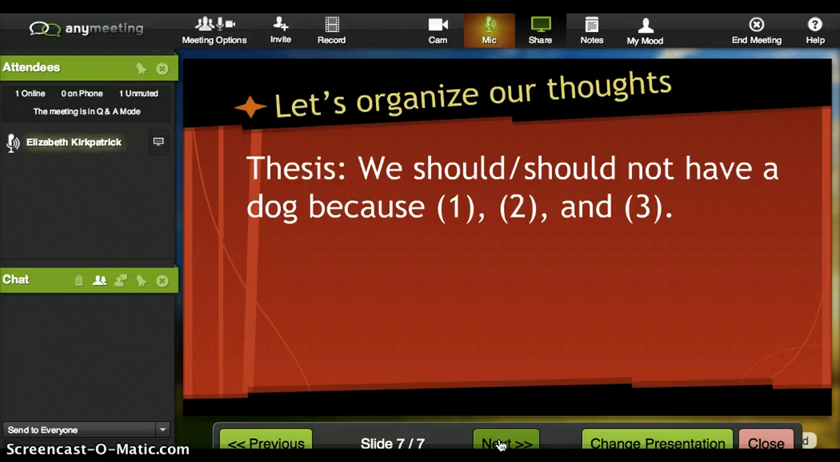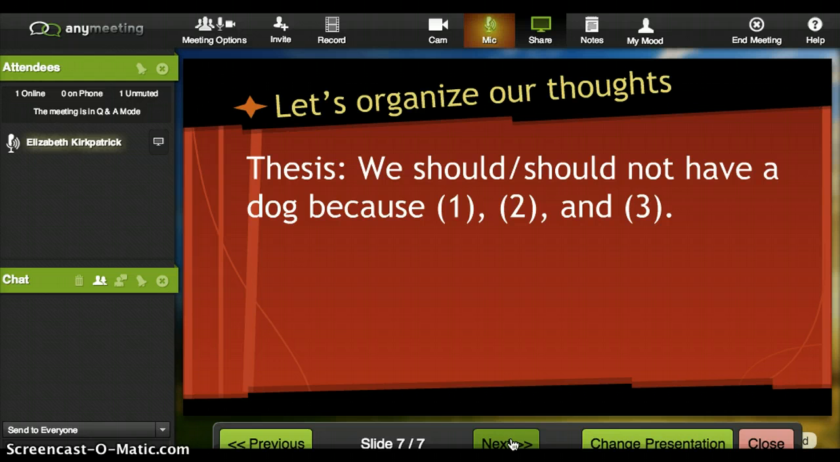Let's organize our thoughts. Our thesis should be something general, like we should not have a dog because 1, 2, and 3. Okay, so go back between your groups and chat and try to think of a thesis statement that represents what your group believes. So I give them another 5 minutes to kind of whittle down their thoughts and use the chat, and then present their final thesis statement.